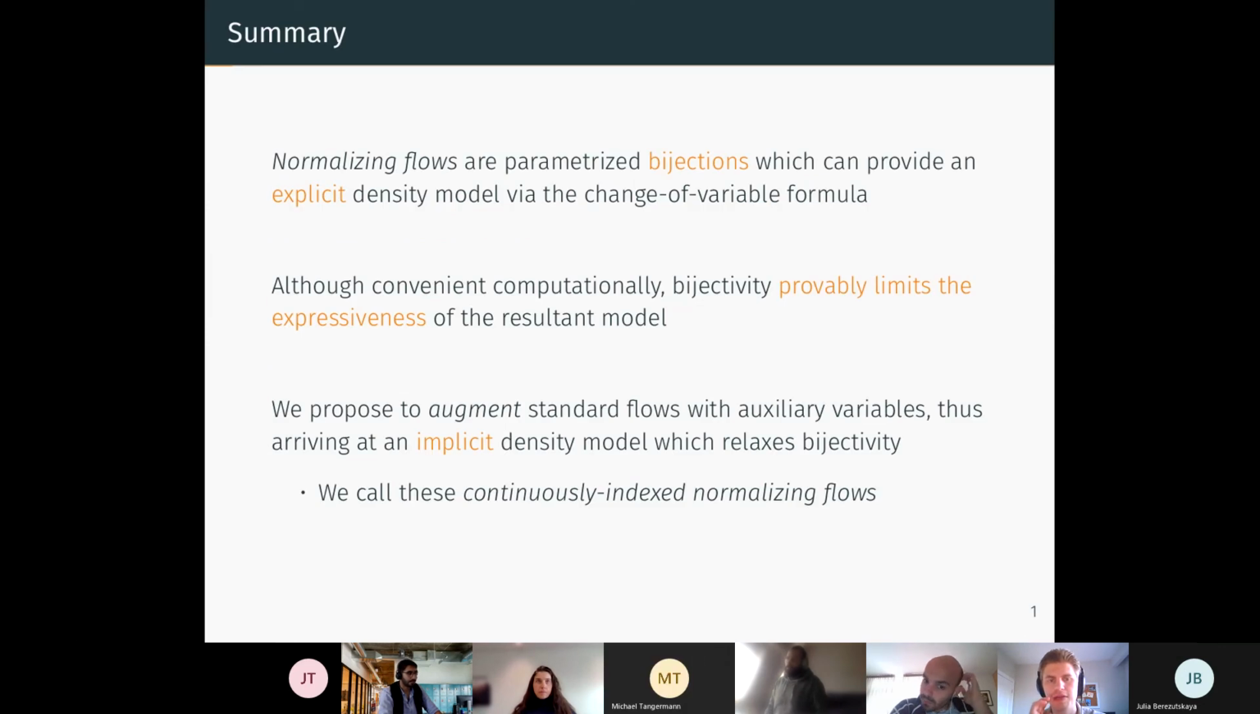So I'll quickly give a roadmap of what we're going to do. Normalizing flows are bijections, and they give you an explicit density model. This is convenient computationally when you're doing density estimation, but since they're bijective, it provably limits their expressiveness, or at least the expressiveness of the resulting density models. So what we are proposing to do instead is augmenting standard flows with auxiliary variables, which now gives you an implicit density model, but one that's more expressive and is no longer strictly bijective. And we call these continuously indexed normalizing flows.